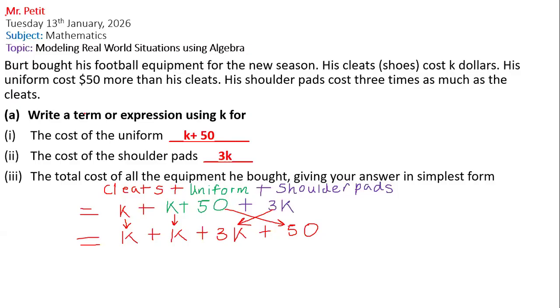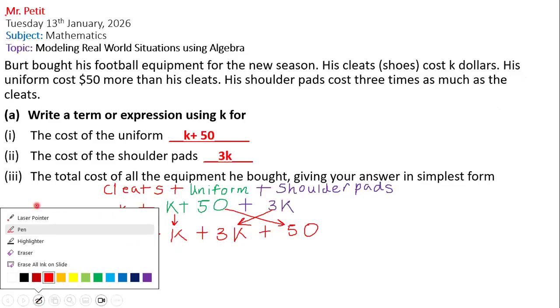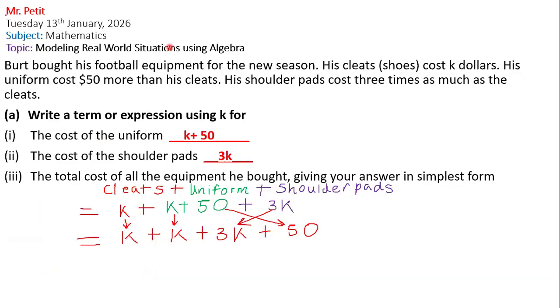So here, what do we have? We have 1K, 1K, and 3K. So 1K plus 1K plus 3K gives you what? 5K. Very good. And then plus what? Plus 50. Very good. It gives us 5K plus 50.